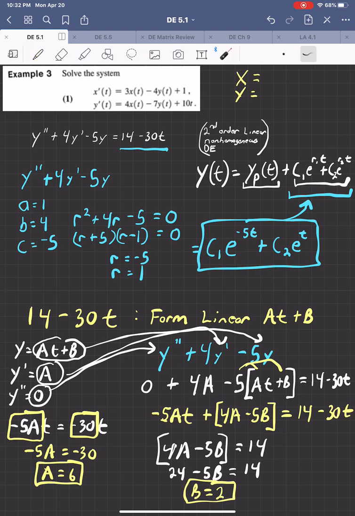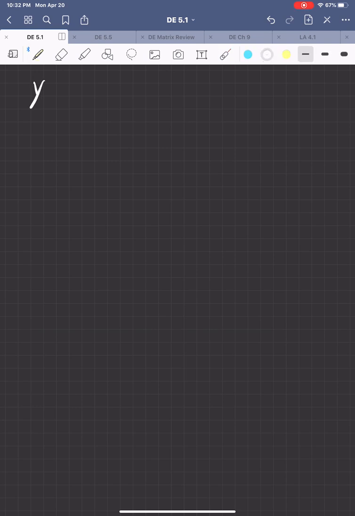So the solution for y is going to be the particular solution to the non-homogeneous plus the general solution to the homogeneous. Now, I already have the general solution to the homogeneous form. And then all I need to do is plug 6 in for a and 2 in for b, and I'll have the particular solution to the non-homogeneous as well. So all of that worked so that I finally know what y is. y of t is going to be equal to the particular solution, so that's 6t plus 2, plus the general solution. So that's c sub 1 e to the negative 5t plus c sub 2 e to the power of t.